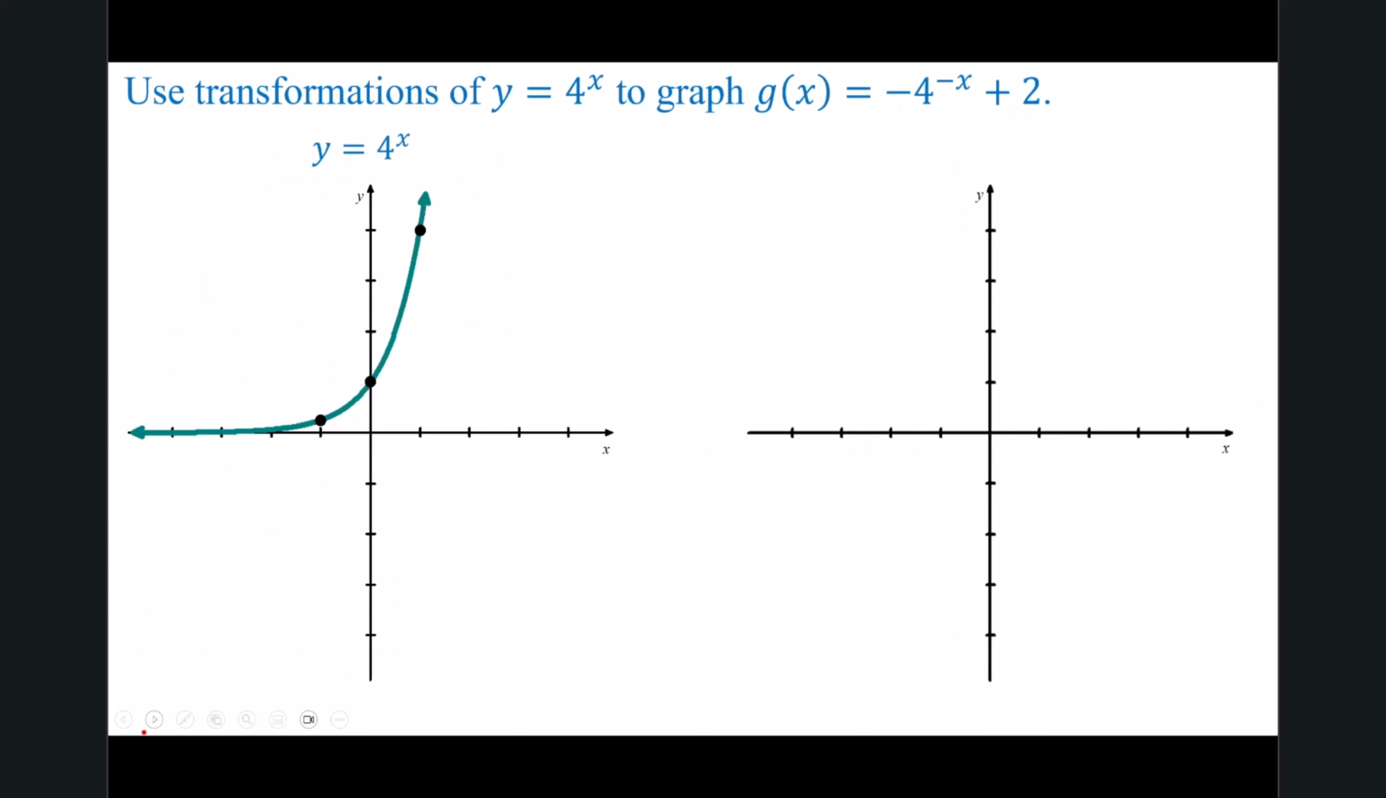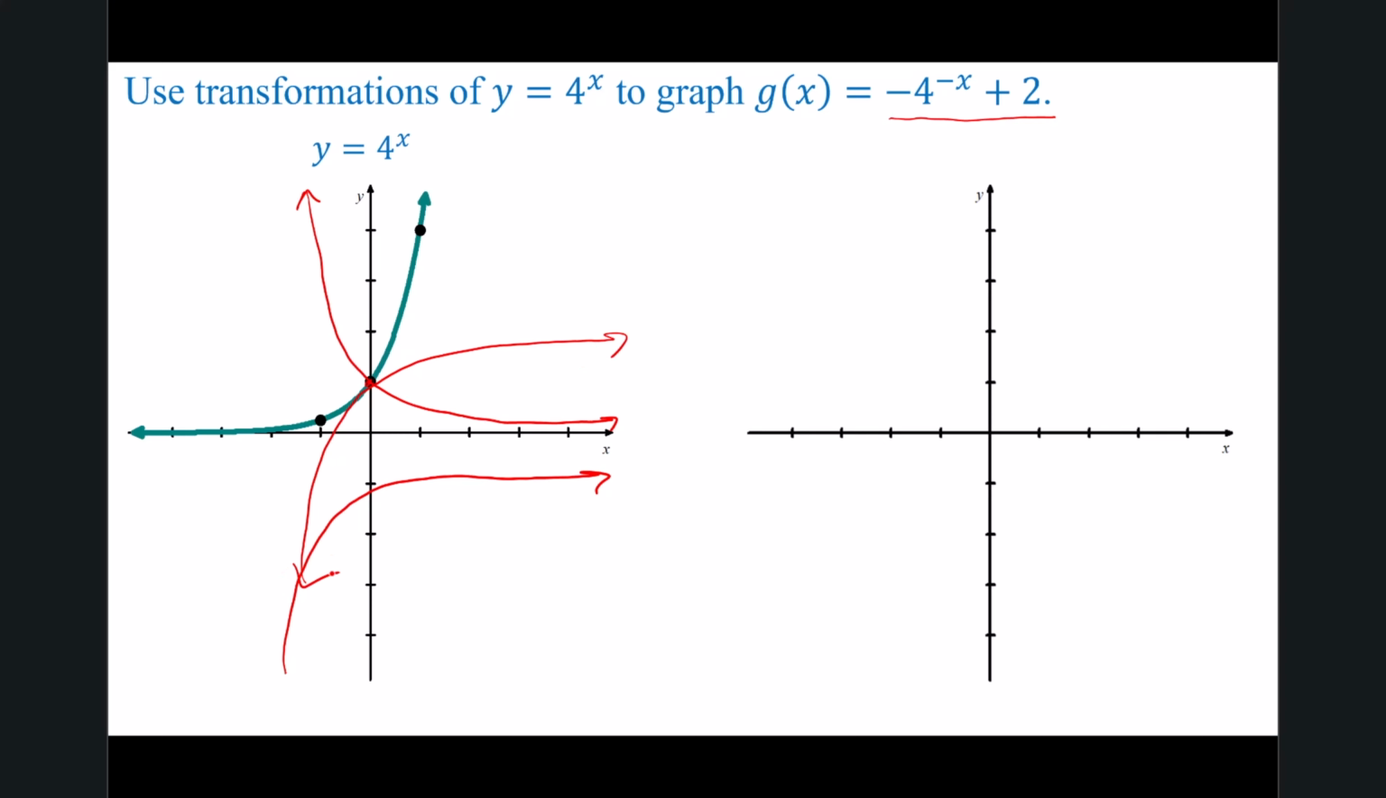Let's use transformations of this graph, y equals 4 to the x, to graph y equals -4 to the -x plus 2. Let's first think about what this would look like. The -x is going to reflect it over the y-axis. So then our graph will look something like this. The -4, we'll flip it upside down over the x-axis. So then we would have something like this. And then the plus 2 will move it all up 2. So now we're going to end up with something like this.